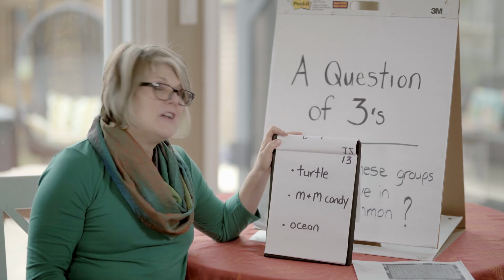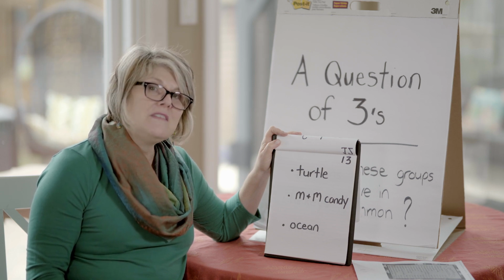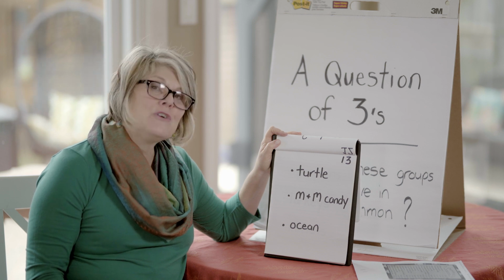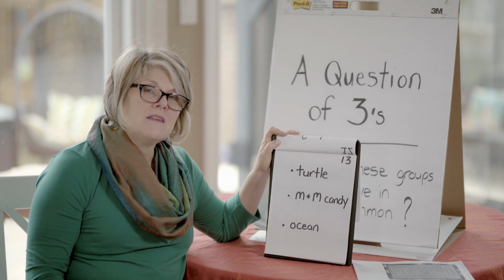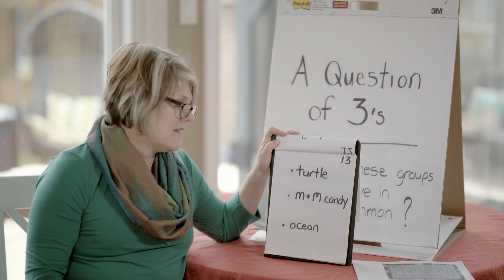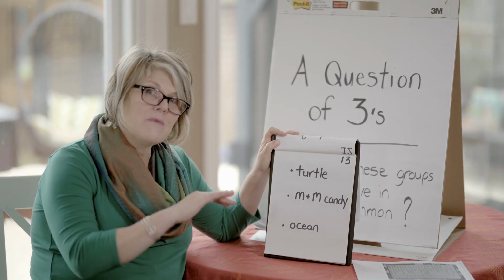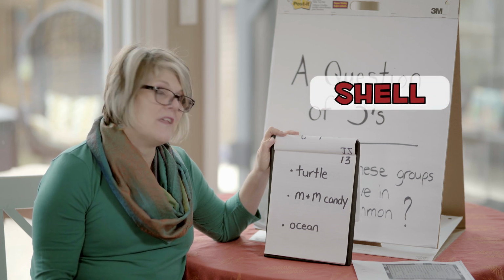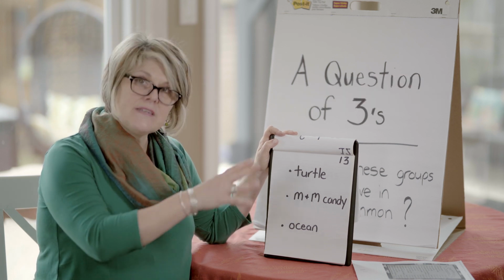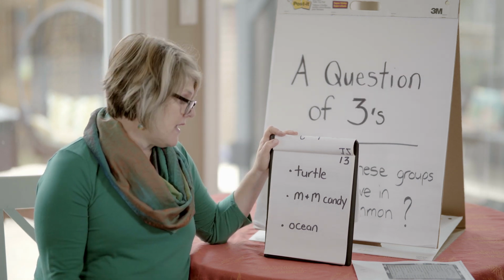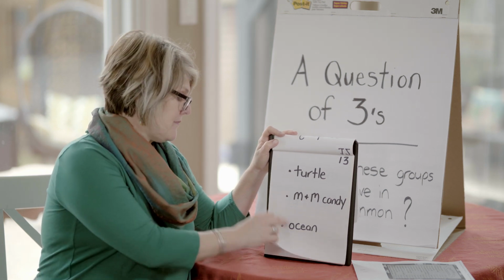Okay, this is 13. Turtle, M&M candy, and ocean. What do these 3 items have in common? Turtle, M&M candy, and ocean. I can see you thinking hard. All right, it has to do with the outside, right? The shell is the answer. They all have a shell. So the turtle has his shell. M&M candy has a hard candy shell, right? So it doesn't melt in your hands. I think that's what they say in the advertisement. And of course, we have the shells from the ocean.